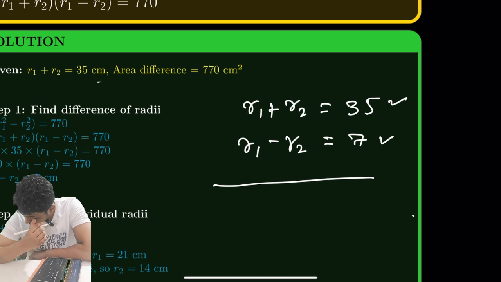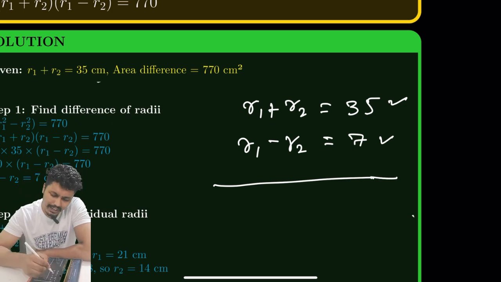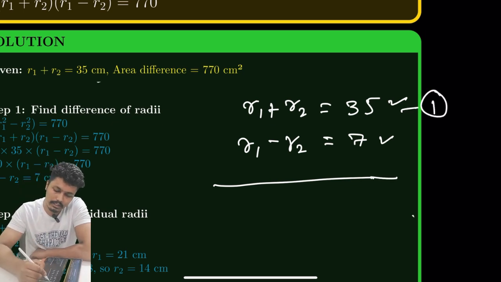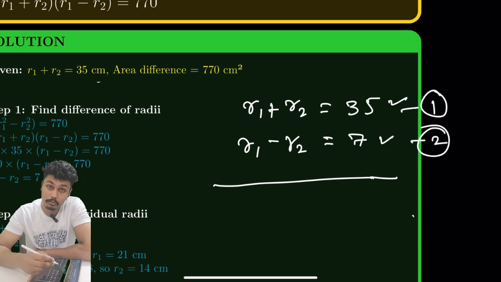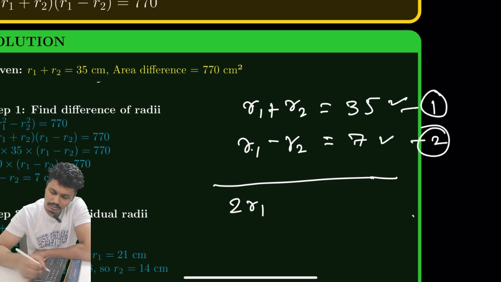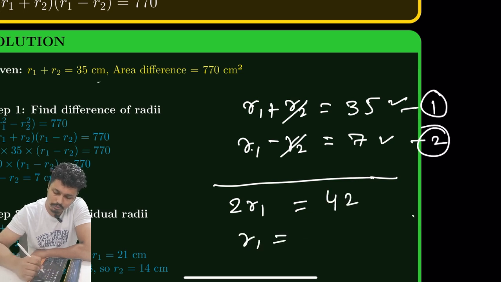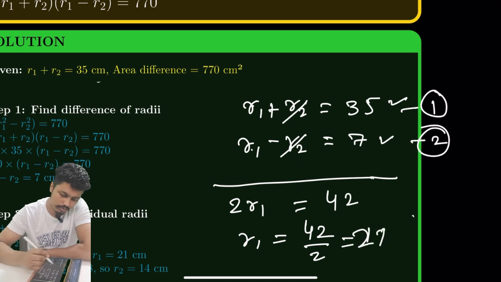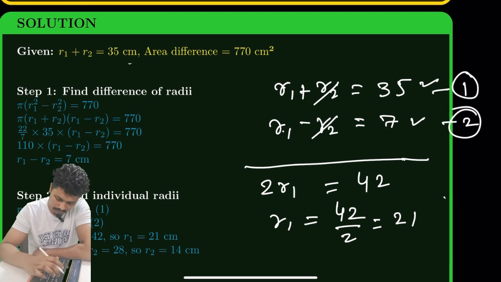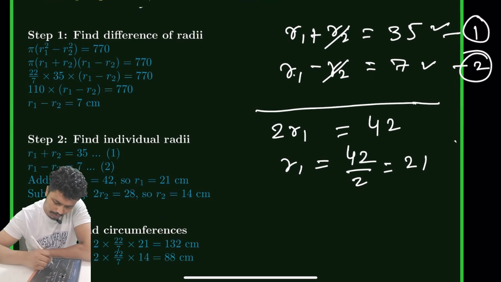Now you don't need to do anything, you add these two. Equation number 1, equation number 2, and add, do plus. R1 plus R1 is 2R1. R2 minus R2 is 0, cancel, equal to 35 plus 7, 42. So R1 will be equal to 42 divided by 2. So I got R1 to be 21.